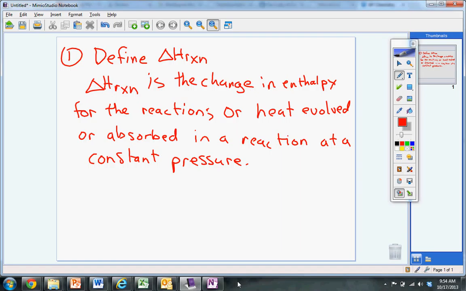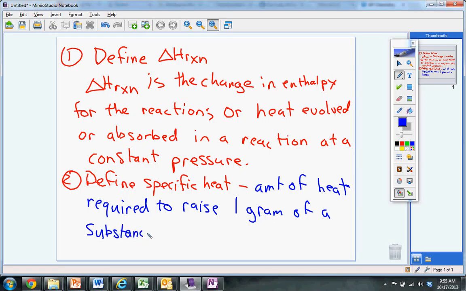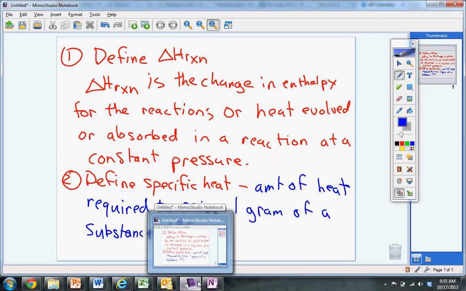All right, number two says define specific heat. So who has something for me about specific heat? Let's change colors. Spencer: The amount of energy it takes to heat 1 gram of a substance by 1 degree Celsius. All right. Amount of heat required to raise 1 gram of a substance 1 degree Celsius. Okay? 1 gram of a substance, 1 degree Celsius.